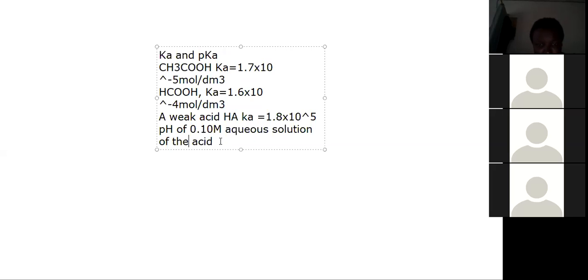And so what are you going to do? We first know that our Ka is equal to, given this, what? That will be equal to the concentration of H plus and A minus, divided by, let's say, our HA.